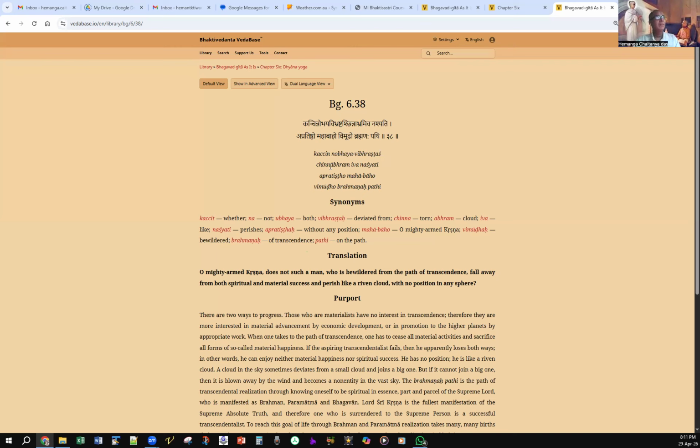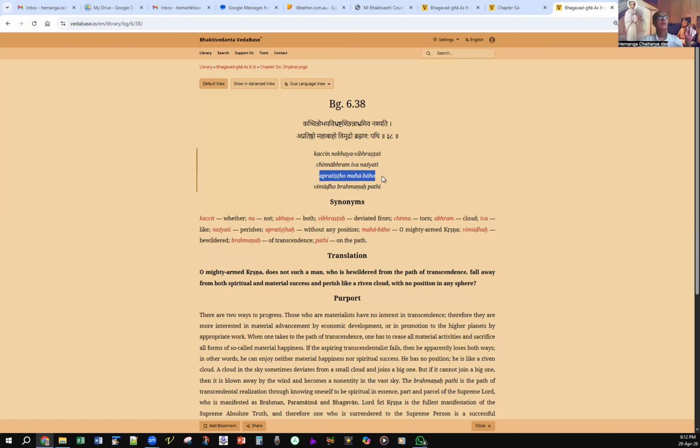Chinna abhram iva nashyati. Abhram refers to cloud. So Arjuna is giving a nice analogy. If two clouds are going and a piece of cloud thinks, sometimes in the strong air, the clouds get disturbed into different directions. So this piece of cloud thinks, I'm going to join the next cloud. But by the time it goes to the next cloud, that cloud is already gone. So the piece of cloud is in the air and is nowhere. So this is Arjuna's question in his mind.